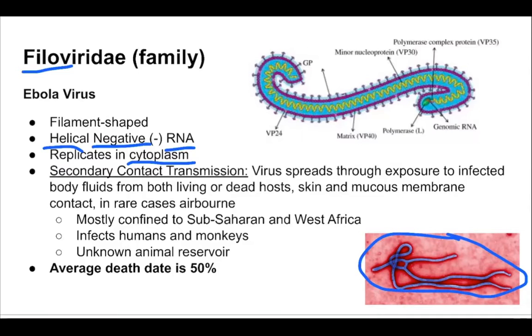It definitely exists in some kind of animal reservoir, but they actually don't know what that animal reservoir is. It has been known to infect both humans and monkeys, so there's definitely something to do with primates, but it's jumping into them too from something else.